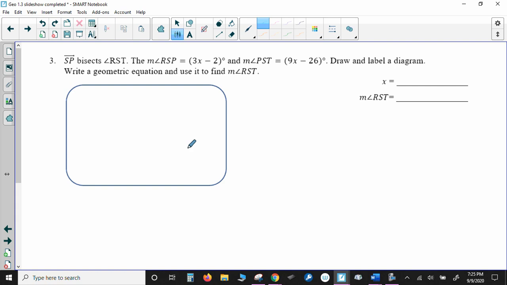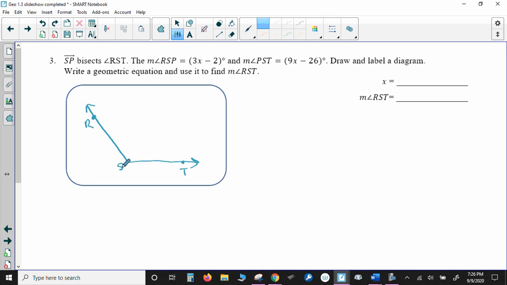This says ray SP bisects angle RST. So I have no idea what kind of angle RST is. It doesn't say in this problem. So I'm going to draw this angle. This is an obtuse angle, right? And I'm going to call this R. S has to be the vertex, and T is over here. And it wouldn't matter if this were R or this were R. That part doesn't matter, but S has to be right there.